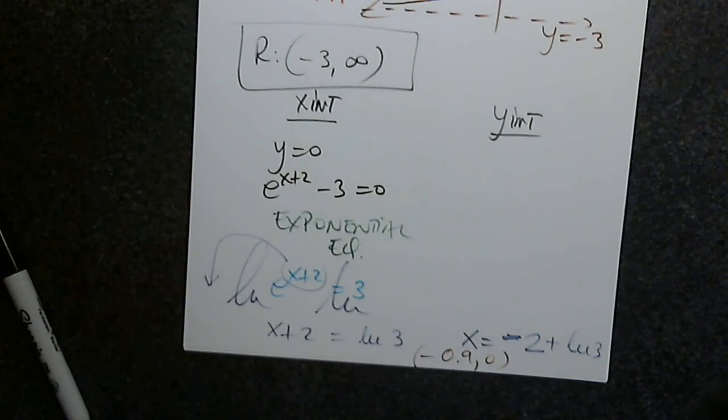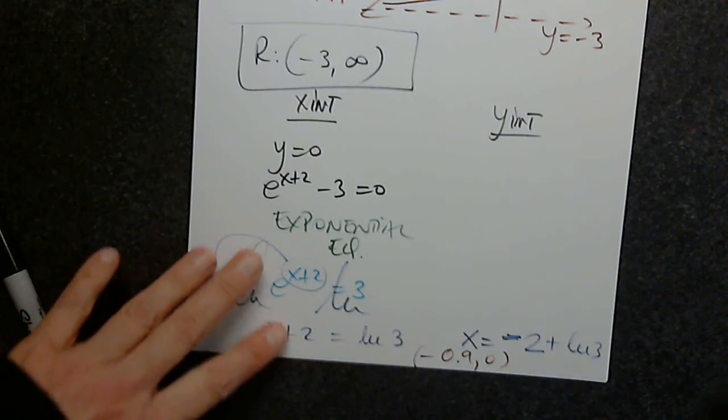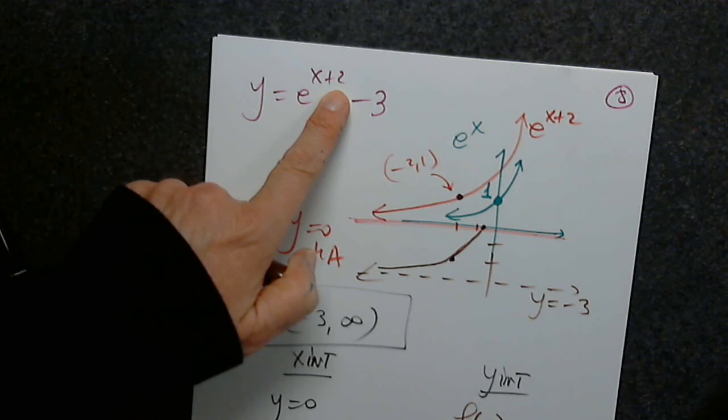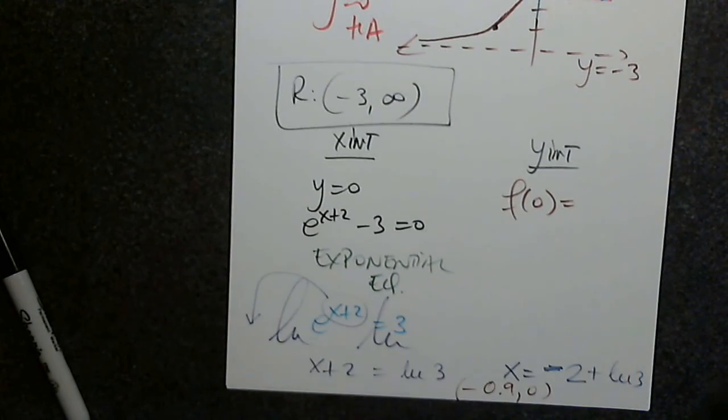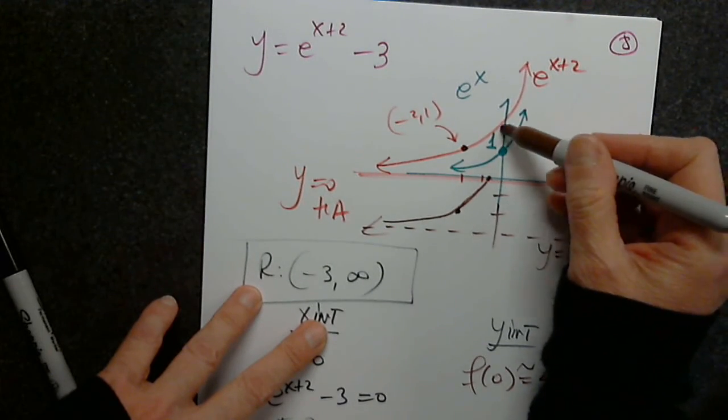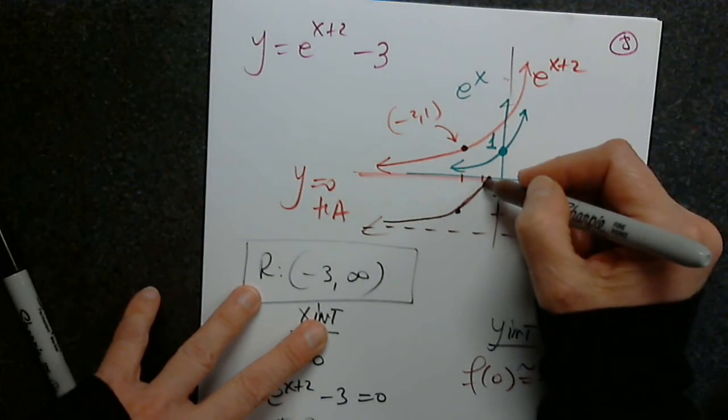Now what about the y-intercept? Excellent. So I have to find f of 0. So how much is 0 plus 2? 2. E to the second power minus 3. Perfect. Here's e. E to the second power minus 3. 4.4. So this is 1, 2, 3, 4. Up here.